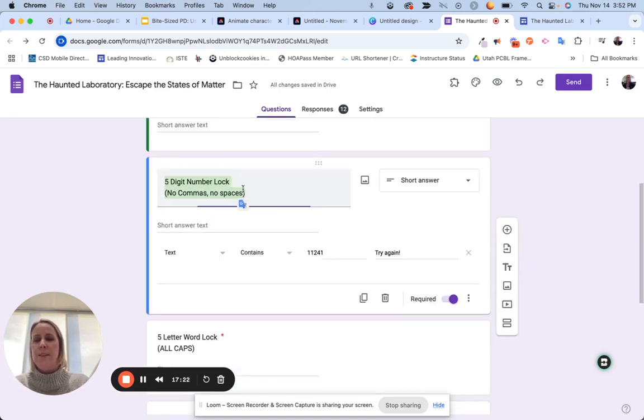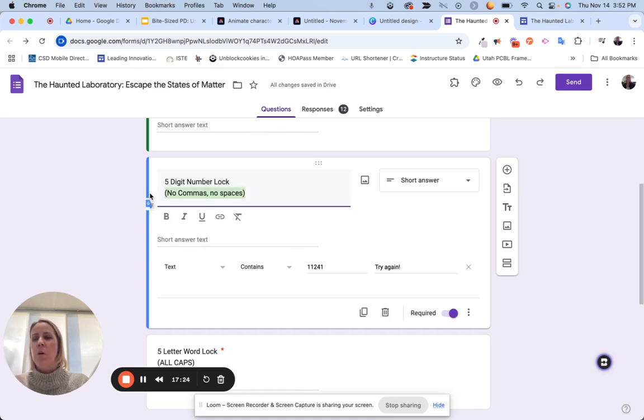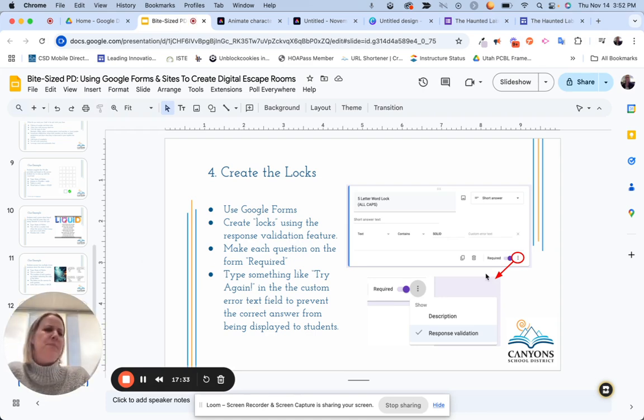No commas, no spaces. I put this on there too, just so they didn't put like a 1 space, 2 space. You want to try to think about what you can do to prevent any mistypings or misenterings, if that makes sense.